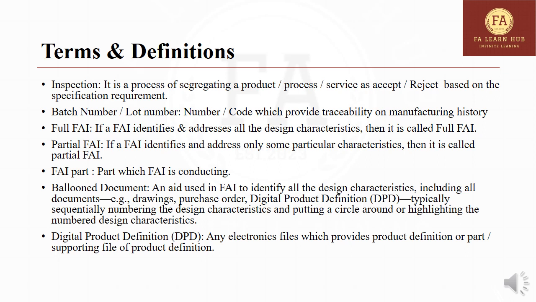Digital product definition: any electronic file which provides a product definition of a part, or a supporting file of a product definition, is called DPD or digital product definition. It may include Gerber files for PCB manufacturing, 3D CAD files, grid files, etc.